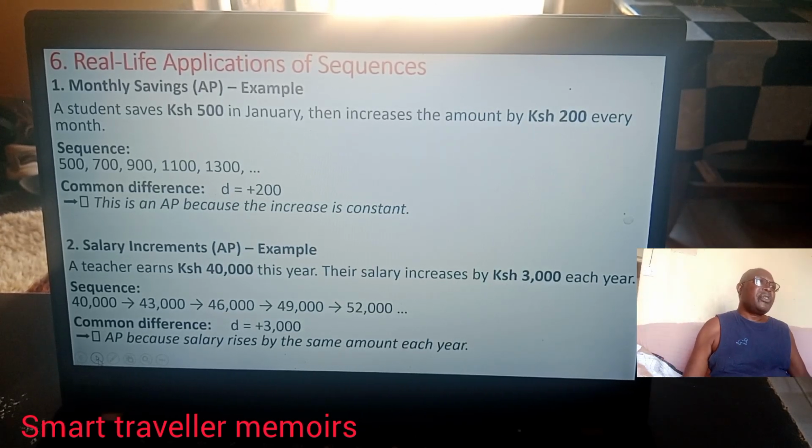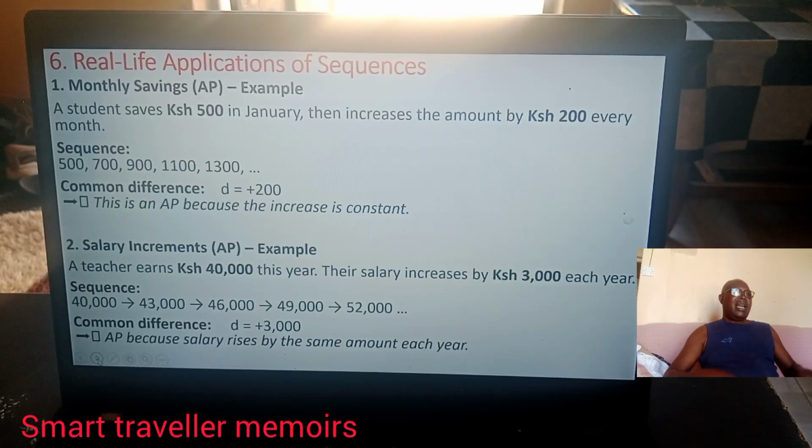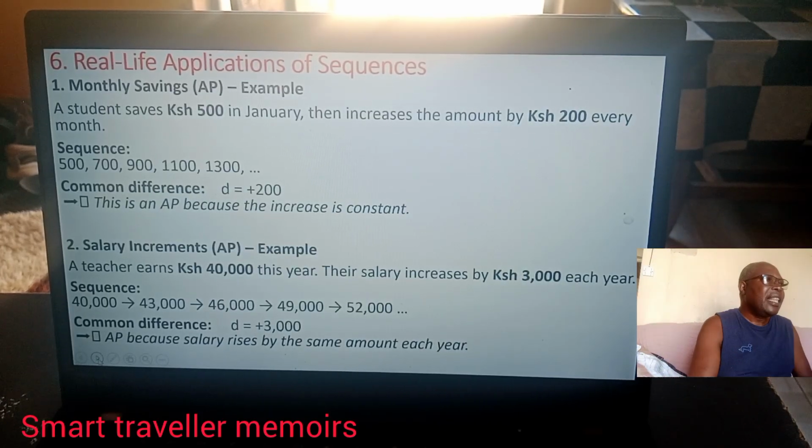Real-life applications of sequences. Number 1, monthly savings is an AP. Example: a student saves 500 in January, then increases the amount by 200 every month. So the sequence will be 500, 700, 900, 1100, and 1300, and so on. The common difference here is positive 200. Therefore, this is an AP because the increase is constant.